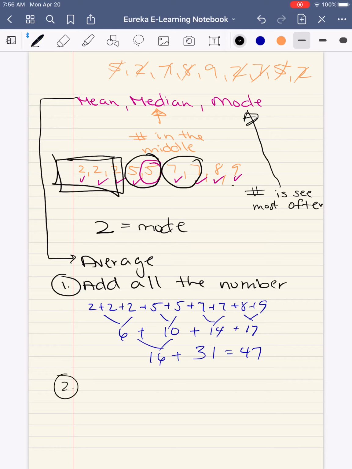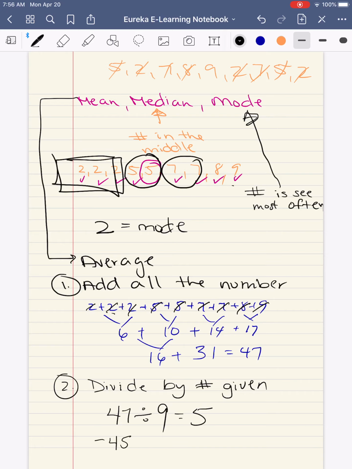And then my second part of it is divide by numbers given. So what does that mean? That means I'm going to count up all the numbers. 1, 2, 3, 4, 5, 6, 7, 8, 9. So I'm going to take 47 and I'm going to divide that by 9. And that would be 9 goes into 47 5 times, which would make it 45. And if I subtract them, I have a remainder of 2.